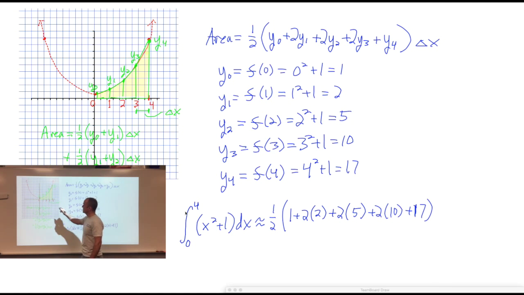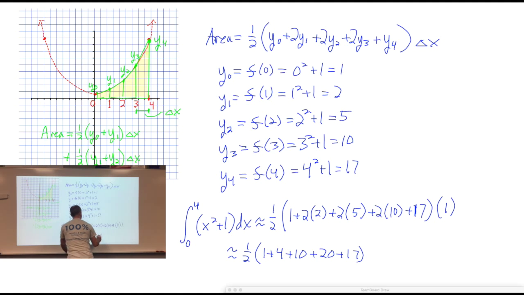and this is multiplied by my delta x. Now in this case, my delta x value is 1, because it went from 0 to 4 with 4 trapezoids. Won't always get that lucky, but sometimes the College Board is nice to you on the non-calculator problems, and your delta x is just 1. Okay, let's crunch this out. My area will be approximately 1/2 times 1 plus 4 plus 10 plus 20 plus 17.